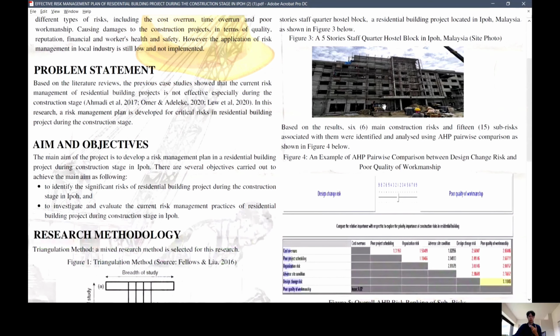To solve the problem statement, the main aim of the project is to develop a risk management plan in a residential building project during the construction stage in Ipoh. There are several objectives carried out to achieve the main aim as following. The first objective is to identify the significant risks of residential building project during the construction stage in Ipoh. And the second objective is to investigate and evaluate the current risk management practices of residential building project during the construction stage in Ipoh.